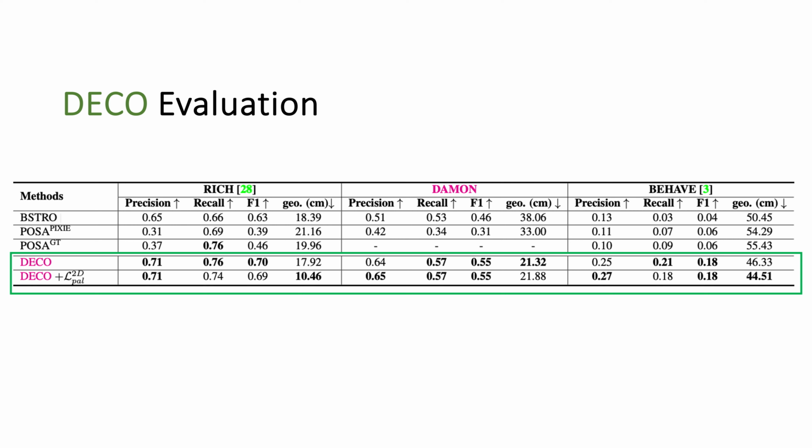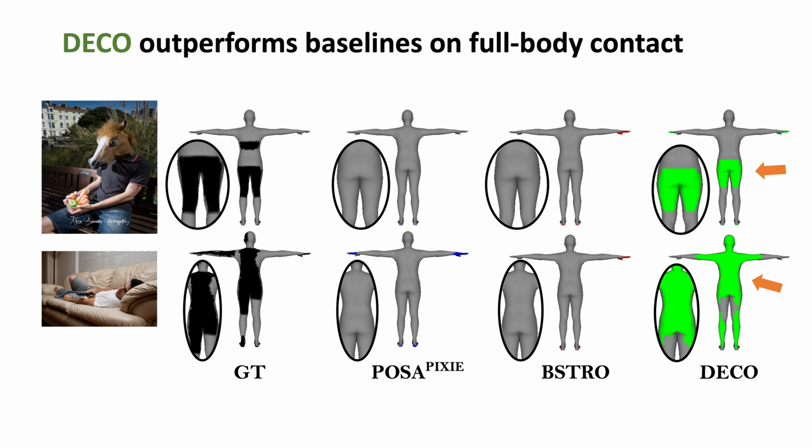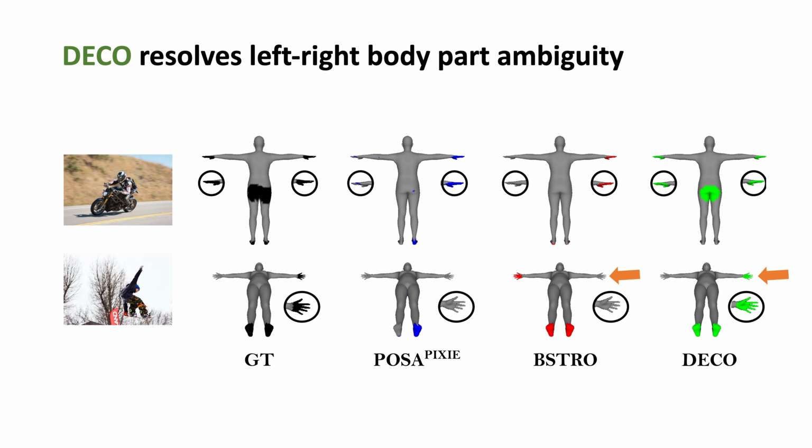We evaluate our DECO regressor on the RICH, DAMON, and BEHAVE datasets for dense 3D contact estimation from an image. The results show that DECO significantly outperforms existing state-of-the-art methods, like BSTRO and POSA, across all benchmarks. Qualitatively, DECO's contact predictions are more realistic and physically plausible than the ones of BSTRO and POSA. Here, we show some challenging examples. Notice that DECO estimates accurate contact labels on body parts, such as the buttocks and back, while other methods fail. DECO also performs better than other methods in resolving the left-right ambiguity. See here the example of the hand in contact with the snowboard and motorbike.